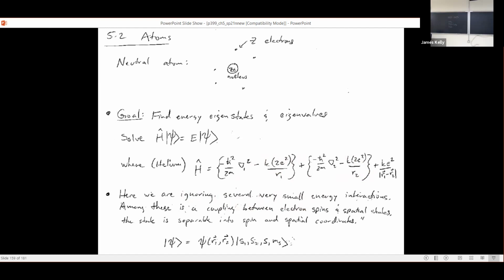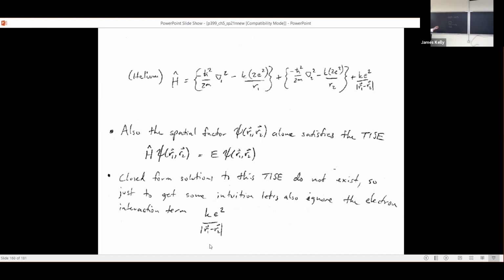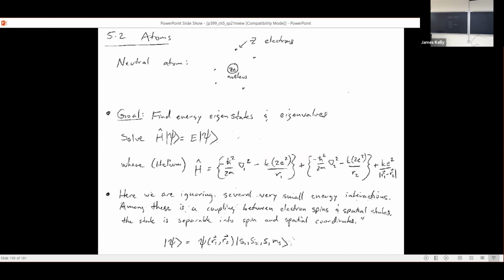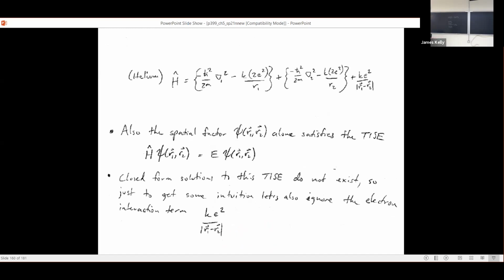Okay, so we're going to describe our total state. The total state is a spatial wave function as a function of the positions of the two electrons. Again, we're going to consider the helium nucleus to be fixed at the origin and just be a background potential energy. And then we've got the spin state of the two electrons.